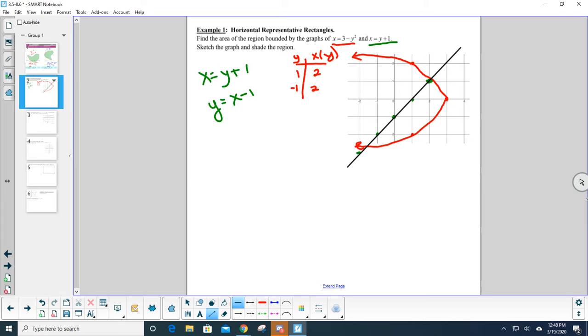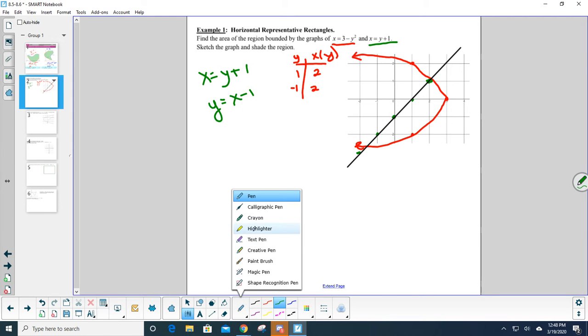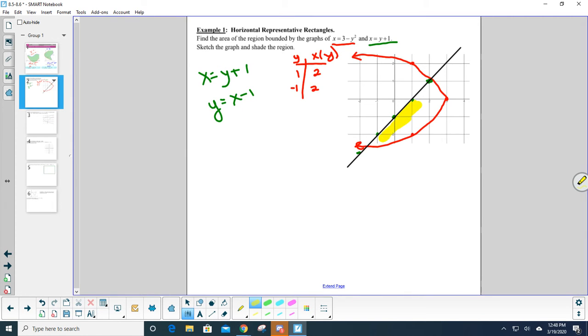Okay, so what we're looking at now is this area. Let me shade it in. We're looking at this area in here. Now I tried to do a decent job of graphing it, but it's still not great.